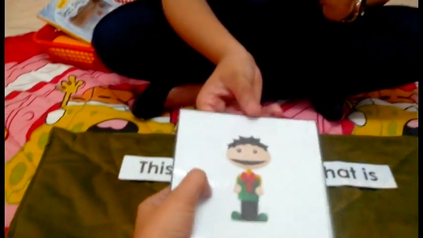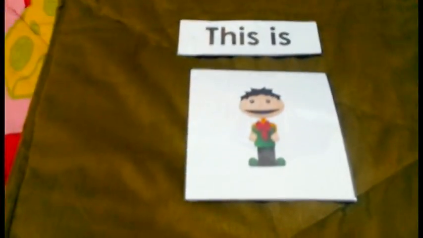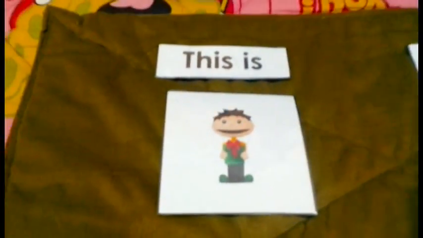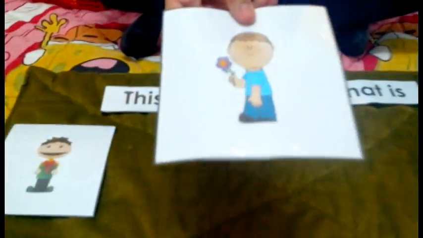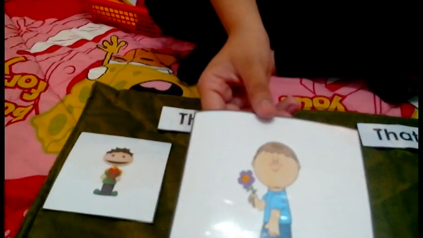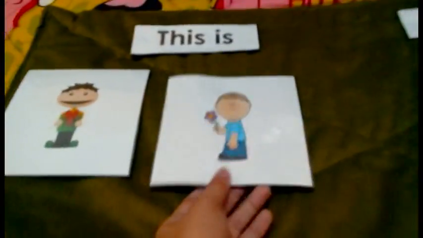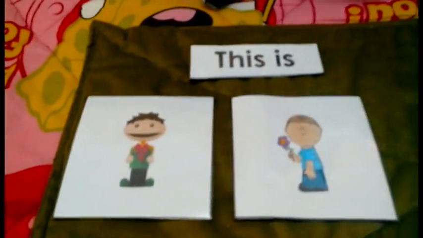Is the gift near or far first? Okay. Is the gift near or far? It is near. So it is under this is. This is a gift. Again. Okay. Next. Let's move it here. Is the flower near or far from the boy? It is near. So what are we going to use? This is or that is? Okay, very good. Thank you.